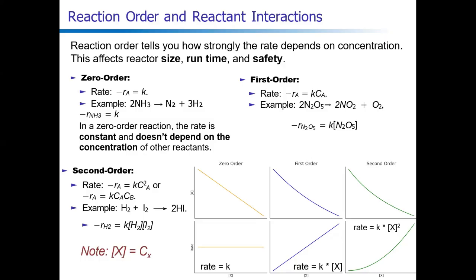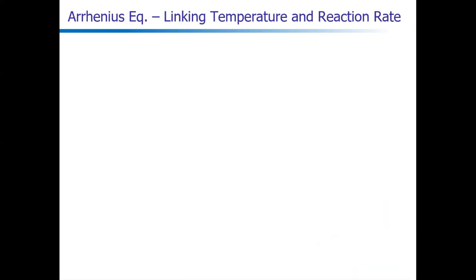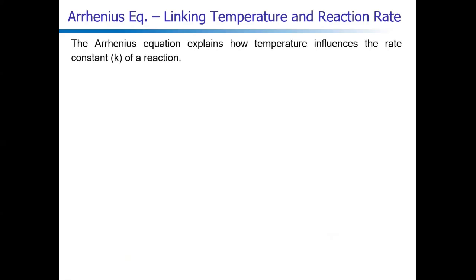So now we know how concentration affects the rate through reaction order, but that's only part of the picture. The major factor that controls the rate is temperature. To understand this, we turn to the Arrhenius equation, which tells us how temperature and activation energy affect how fast a reaction happens. So let's look at how temperature affects how fast a reaction goes, specifically how it affects the rate constant. This is where we use the Arrhenius equation.